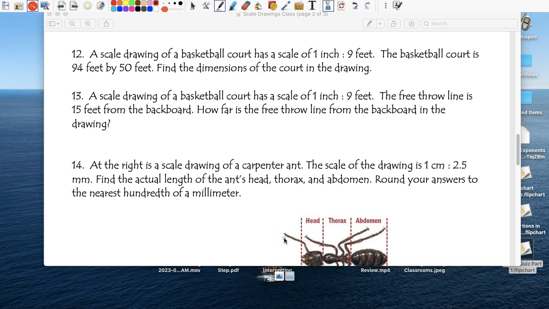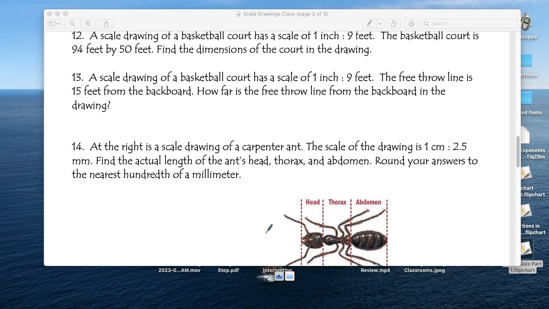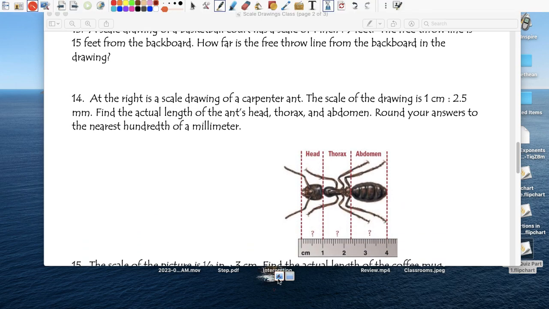Number 14, a scale drawing of a carpenter ant. Okay. The scale of the drawing is 1 centimeter equals 2.5 millimeters. Find the actual length. Scale drawing. Okay, find the actual length.